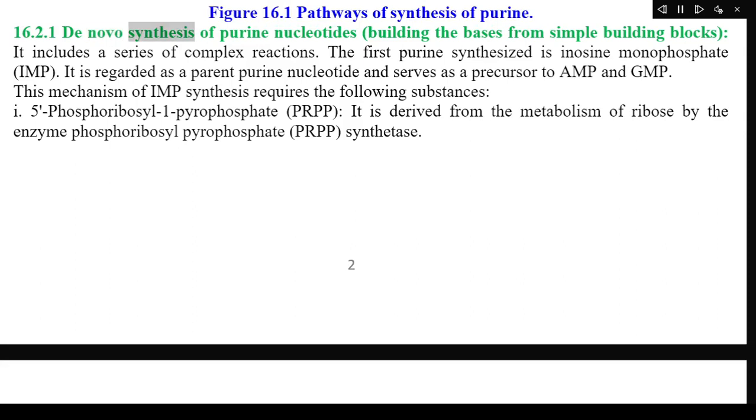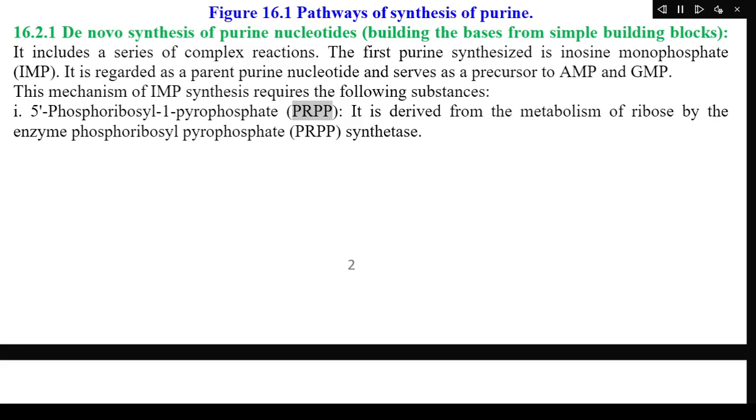16.2.1 De novo synthesis of purine nucleotides. Building the bases from simple building blocks, it includes a series of complex reactions. The first purine synthesized is inosine monophosphate, IMP. It is regarded as a parent purine nucleotide and serves as a precursor to AMP and GMP. This mechanism of IMP synthesis requires the following substances.